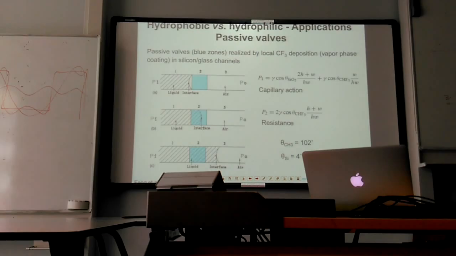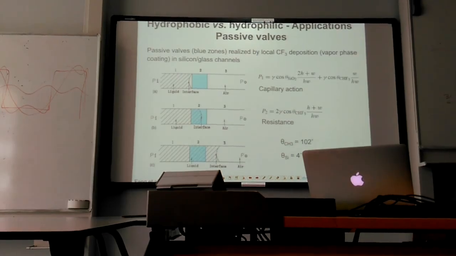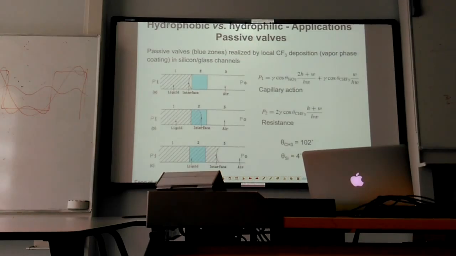In that case, this is a completely different approach that we have not discussed, but you can have a gas phase deposition of a CF3, and if you do that in a localized way in your channel, then locally you will create a hydrophobic patch. That would be a passive valve in the sense that there is no active process to stop the liquid. An active valve would be something that you would close physically, for instance, but here passively the liquid will stop when it meets this hydrophobic patch.